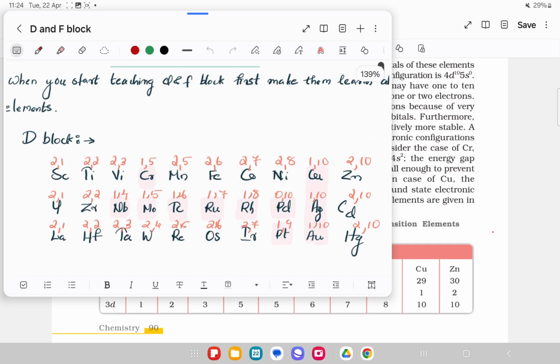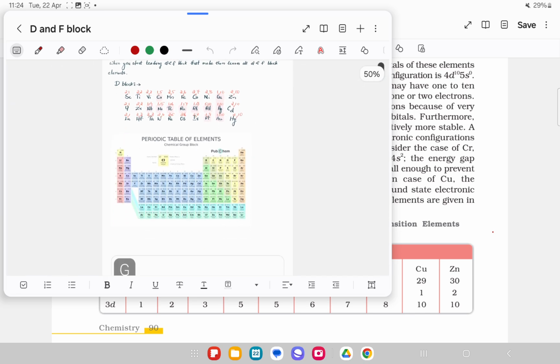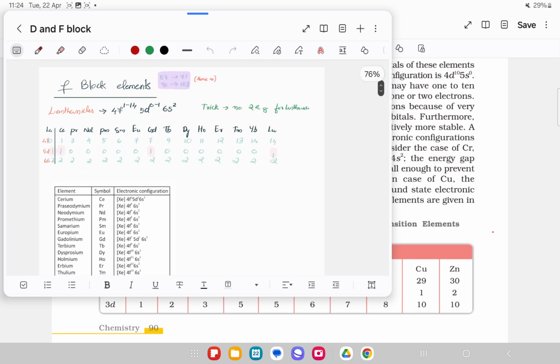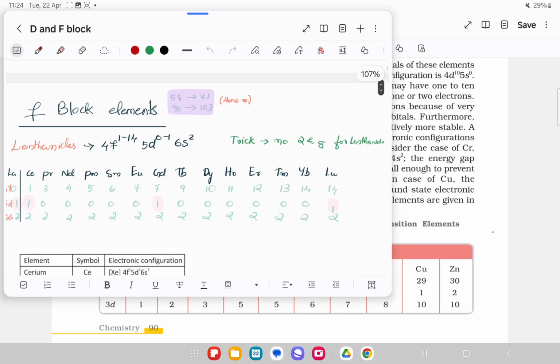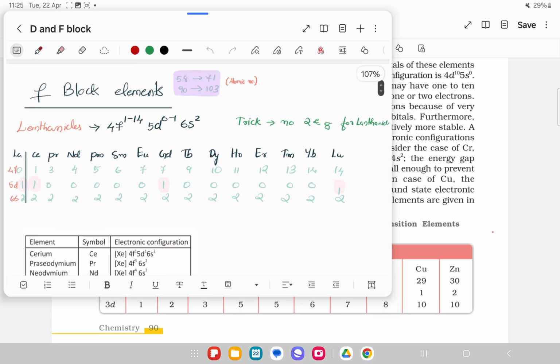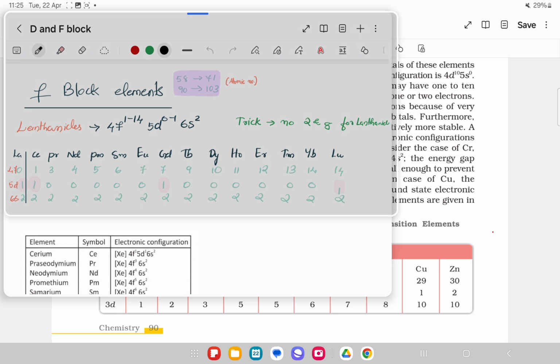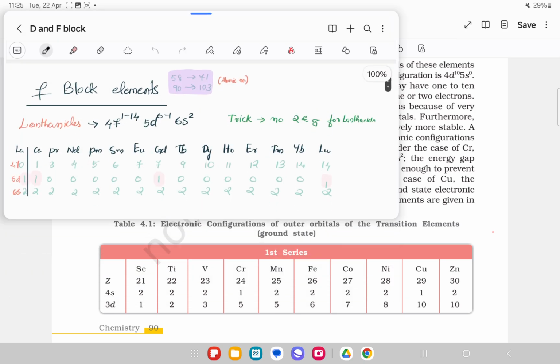Now how to study the f block elements? In order to study the f block elements, again there is a trick. You can see here, these are the f block elements. When you study f block elements, you should remember this order. How I used to remember the order, I will say that. If I write it here, I don't think it will be good. Okay, I will write it here.